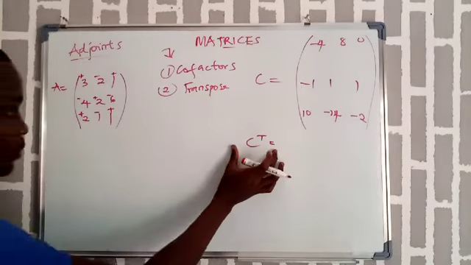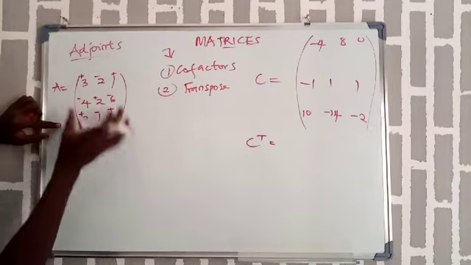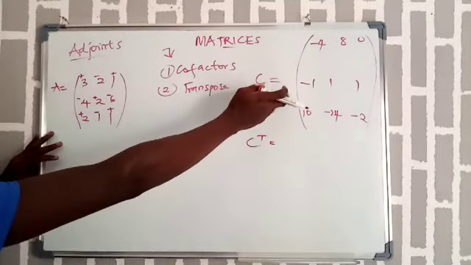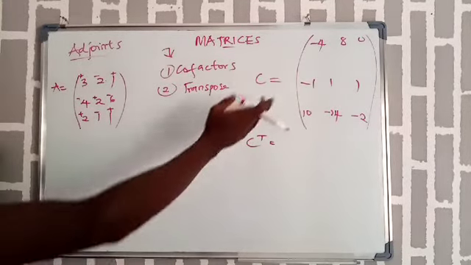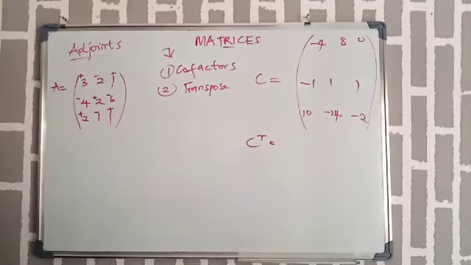We are going to transpose the cofactors. When we transpose the cofactors, we have the adjoint. So now, if we are given this matrix, to find the adjoint of this matrix, number one, we have already calculated the cofactors, and this is the answer we had. Now we are going to transpose these cofactors.